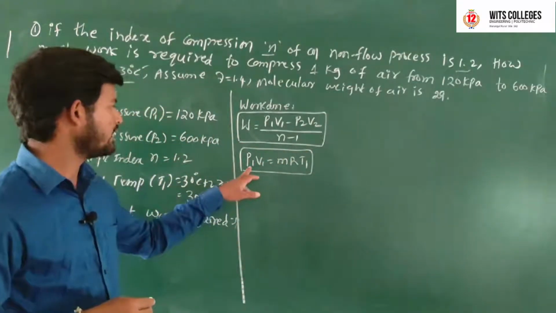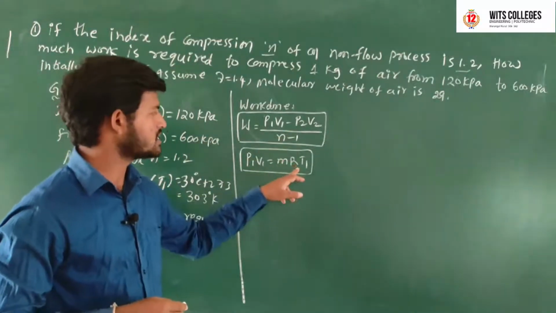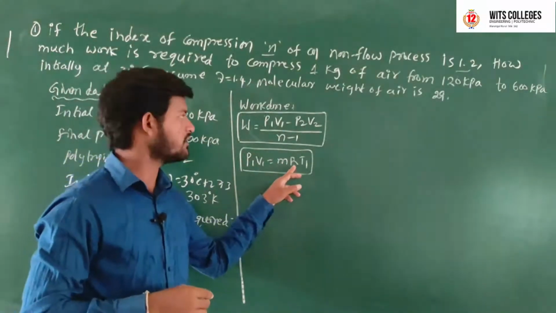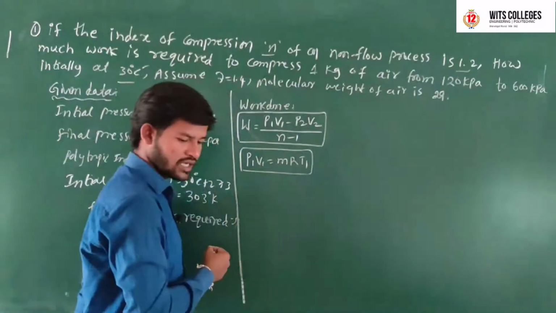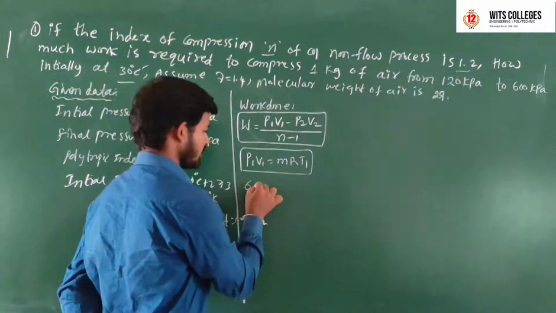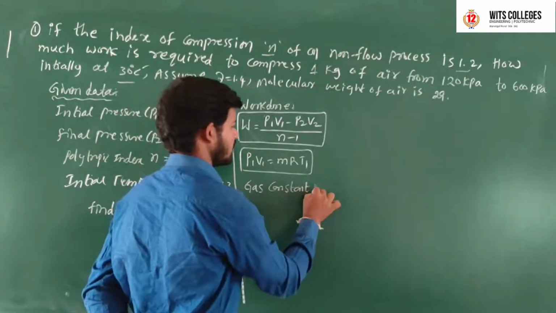Here only the P1 value is given and the m value is 1 kg. The R value is not given, so we will find the R value. That is the gas constant R. We find the R value.